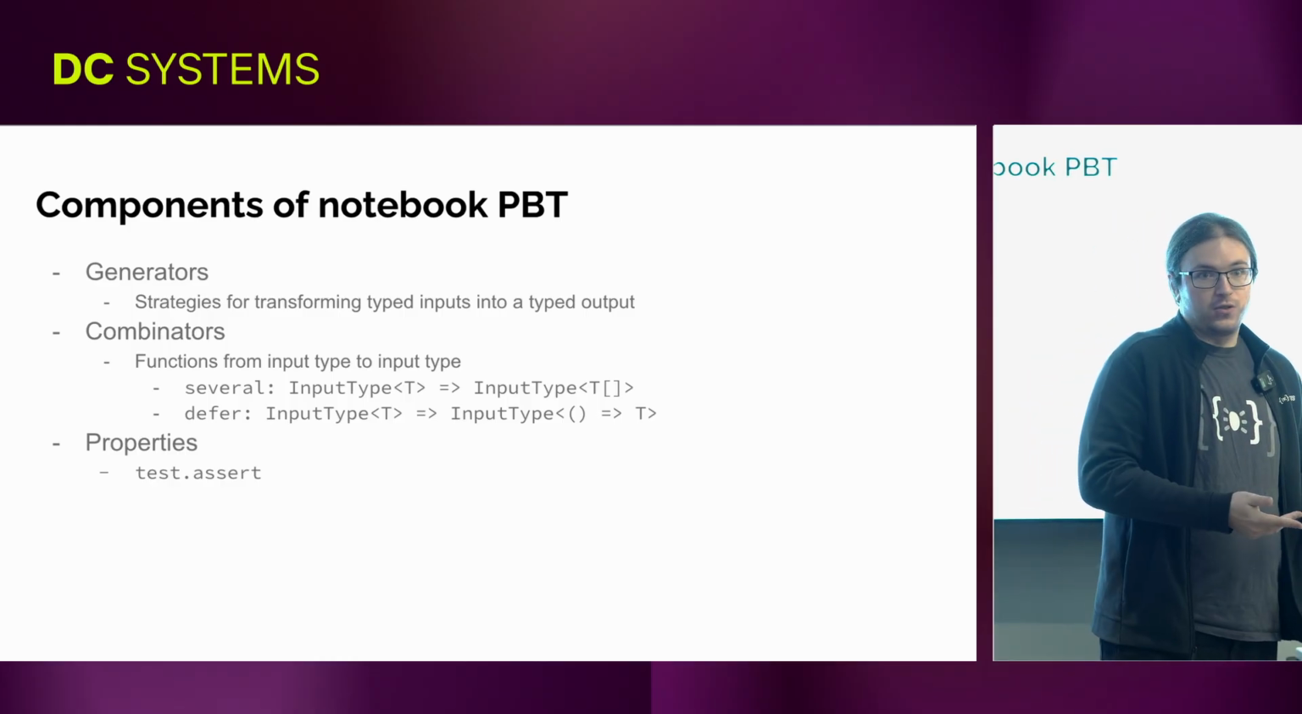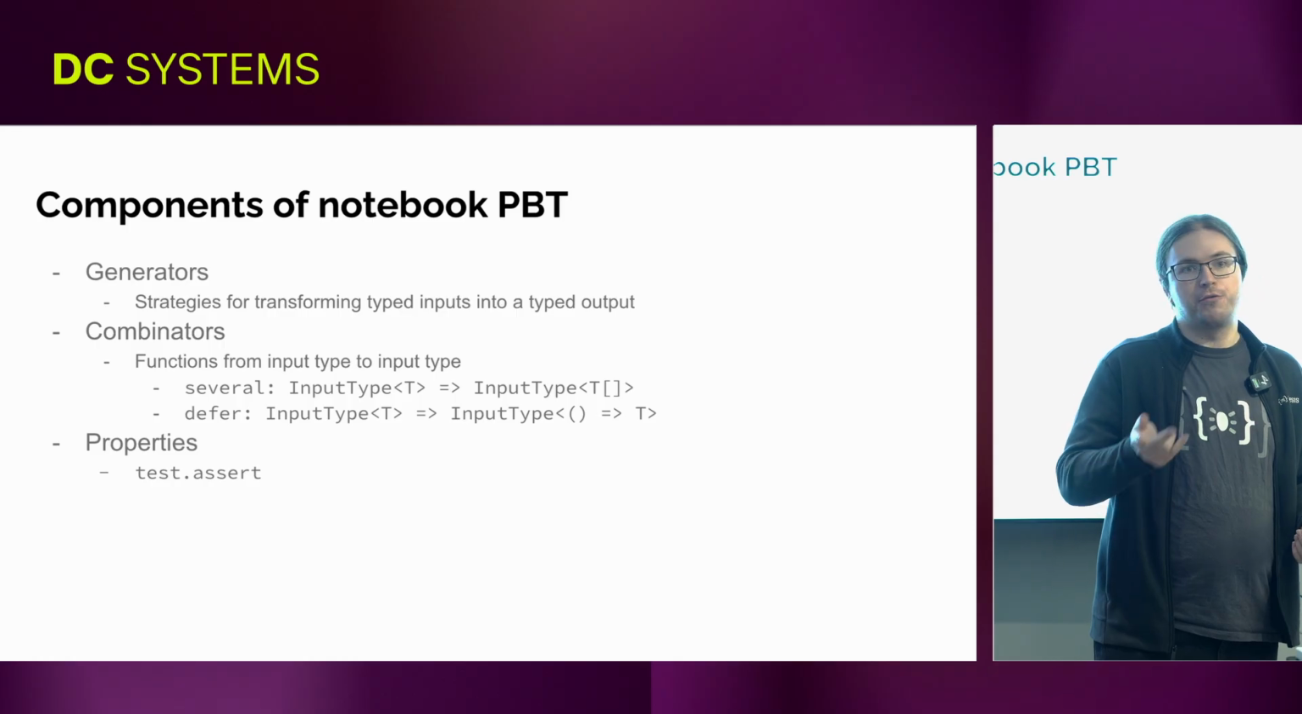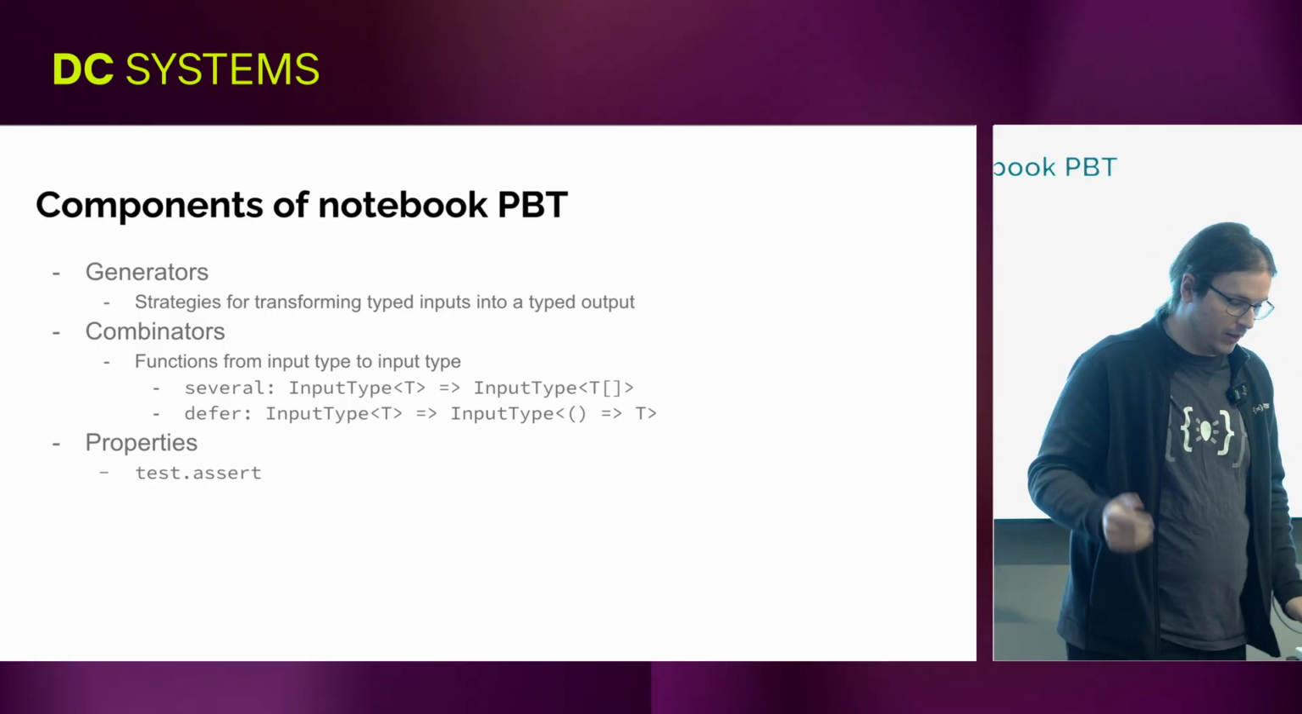And we have properties. So we just have a function called test assert, which takes a Boolean and a description. And if the Boolean is false, it'll throw an error with the description as the message.